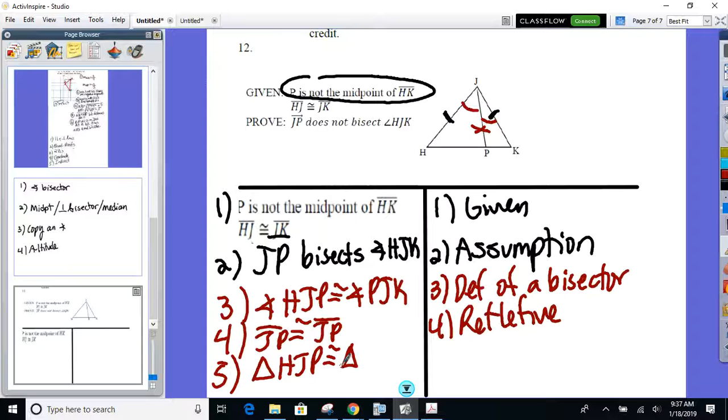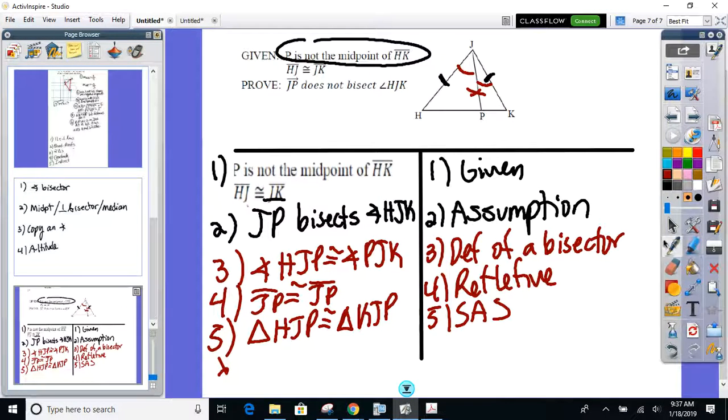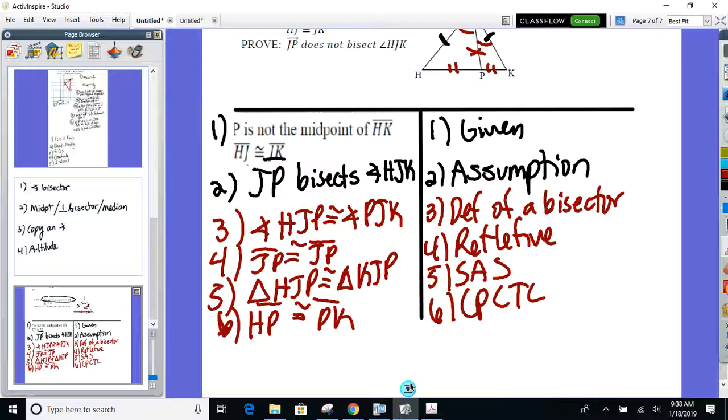So triangle HJP, congruent. Don't write the similar sign. Congruent to KJP, by side angle side. Now the triangles are congruent. What segments are congruent that I needed? HP congruent to PK, by CPCTC. Now if these two are congruent, what's point P then? A midpoint. Write it down, because that's going to be your contradicting statement.